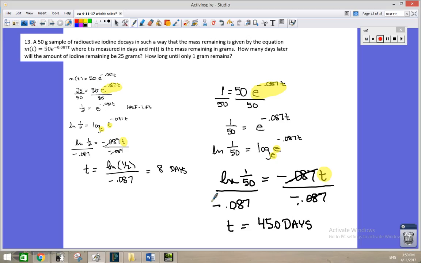So if you want me to write 45.0, I can. So it took 8 days for half the material to decay away. It took 45 days for 49 grams to decay away, leaving us with only 1 gram.